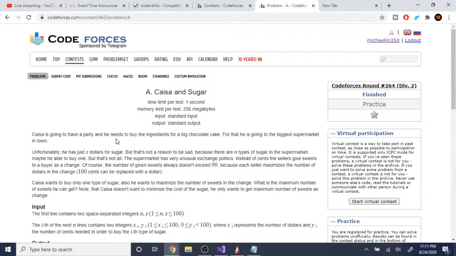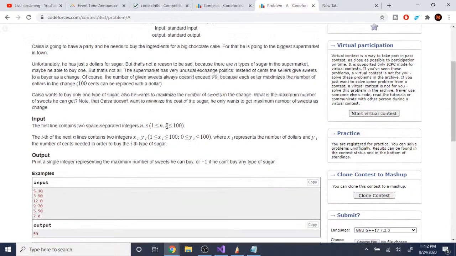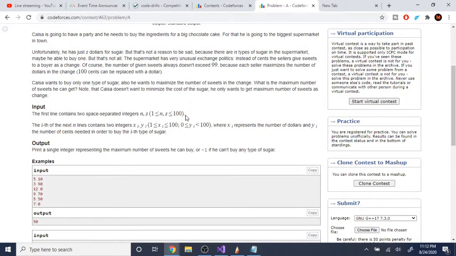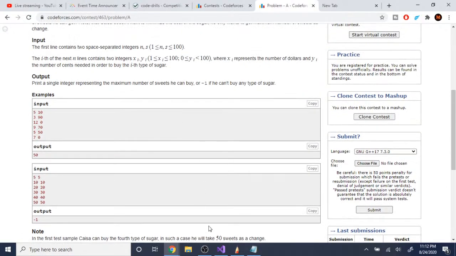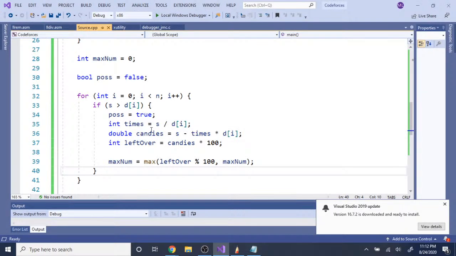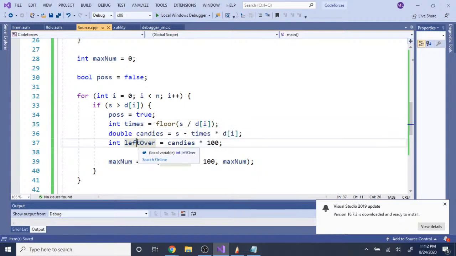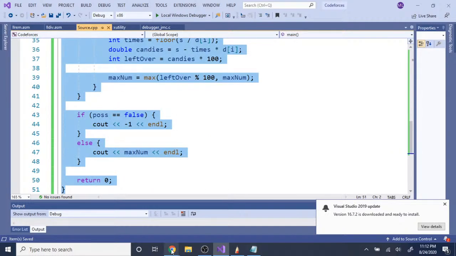But yeah, we need to figure out how to do this problem. Kazar and Sugar. Maximum number of sweets you could get. I'm having an issue with rounding. Ideally, this should work though. This should be floor of this thing. Yeah, multiply by 100 again. Candies, multiply by 100 again. Mod by 100, that should give you the last two. Let's see if floor works.